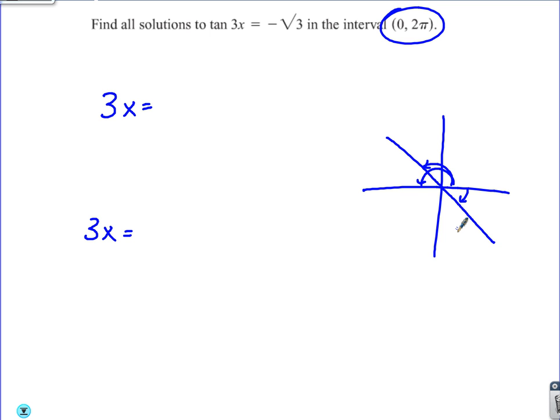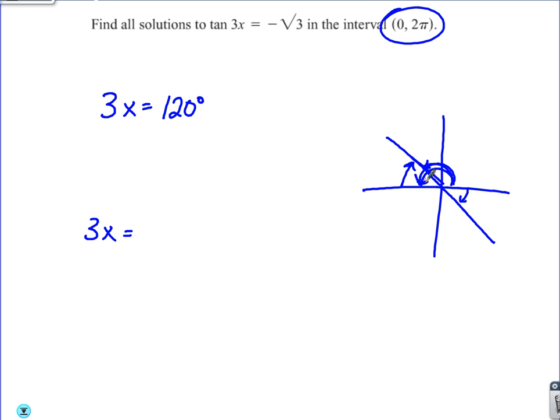Where's tangent equal to positive root 3? 60, good job. So that's your reference angle. So let's just give this one. If 60 is your reference, then this angle must be 120. That makes sense. So therefore, tangent's at 120, and that's the only place within one period of tangent.